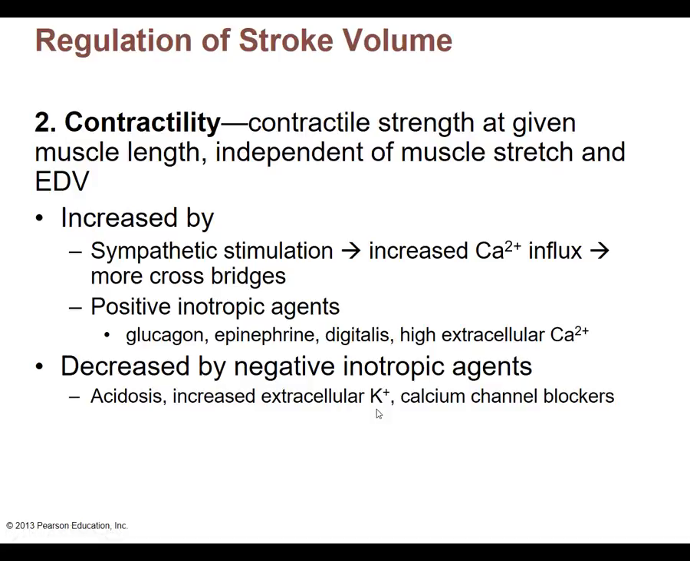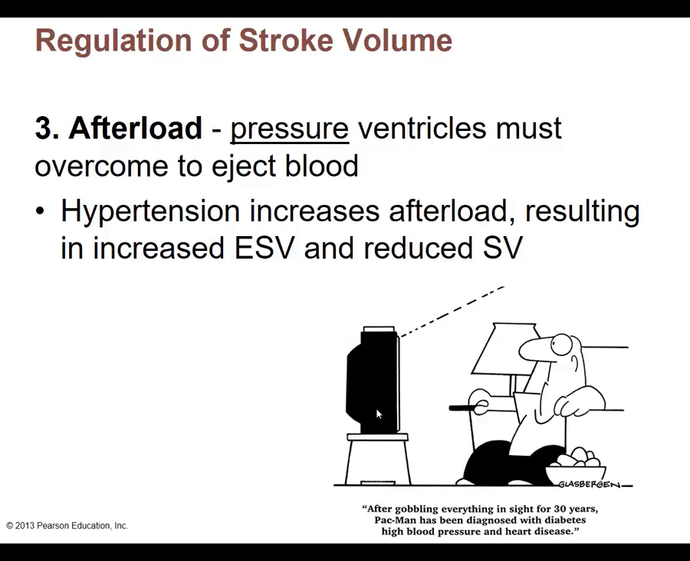And the last thing that can affect stroke volume is afterload. This is the pressure the ventricles have to overcome to eject blood. Your heart is sending blood into the aorta, and it is sending blood into the pulmonary artery, the pulmonary trunk. Because it's a smaller volume, blood doesn't want to be there, and the heart has to pump against the pressure that's already there.